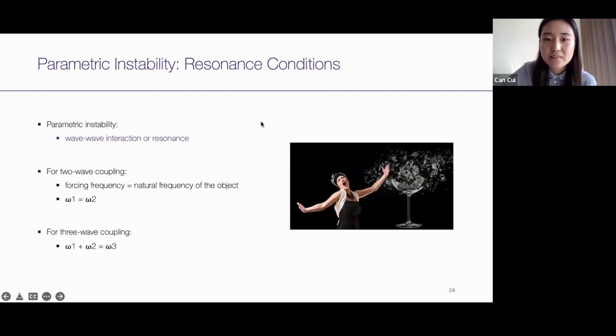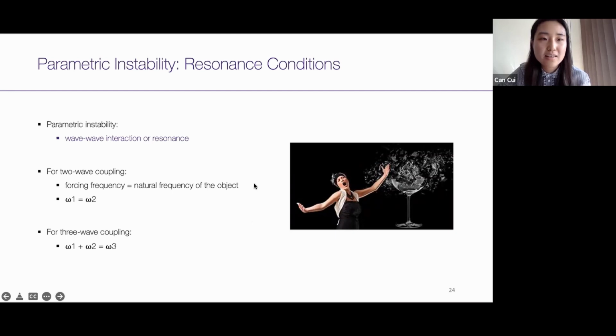Okay. So another thing for the parametric instability: what is a parametric instability? It is the wave-wave interaction, or the resonance interaction, of different waves. This is like a singer who can shatter a glass using her voice. In that case, we have two-wave coupling. The frequency of the singer's voice is the forcing frequency, and once this frequency matches the natural frequency of the glass, resonance happens. This is for two-wave coupling.